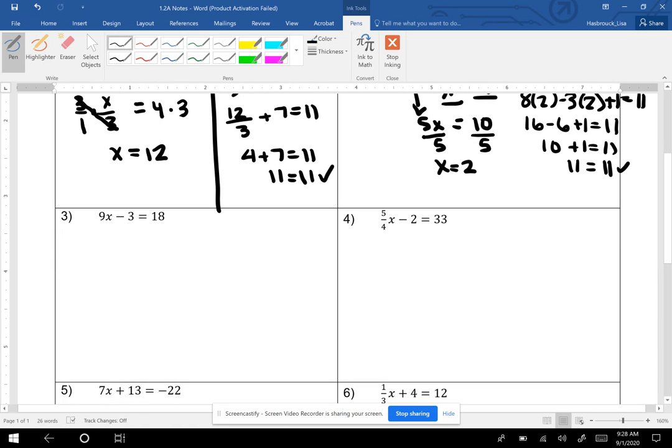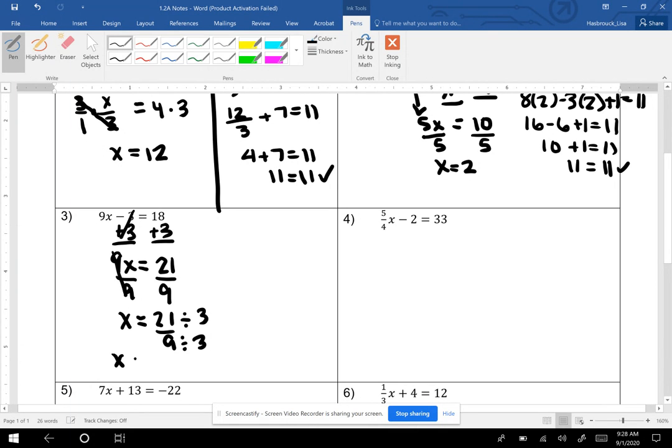On problem number 3, we have 9x minus 3 equals 18. I'm going to start by moving that minus 3. To do it, I'm going to have to do plus 3, which is the opposite. The 9x comes down. The 3's cancel out. 18 plus 3 is 21. I'm going to divide both sides by 9. X is now alone. Now 21 divided by 9 does not divide evenly. But we can simplify by dividing top and bottom by 3. 21 divided by 3 is 7. 9 divided by 3 is 3. So your final answer would be 7 over 3.